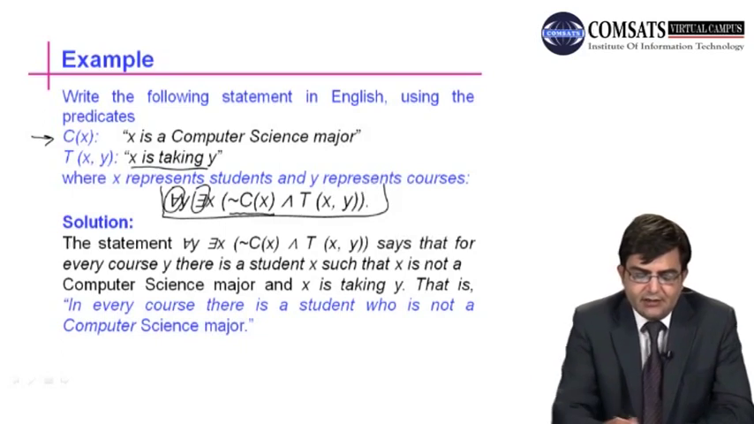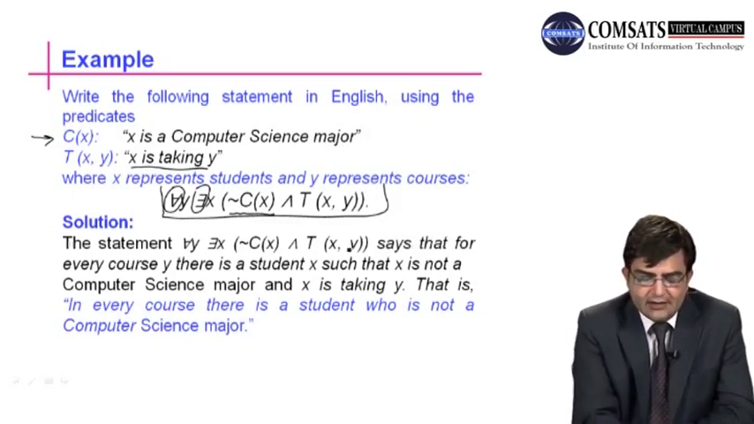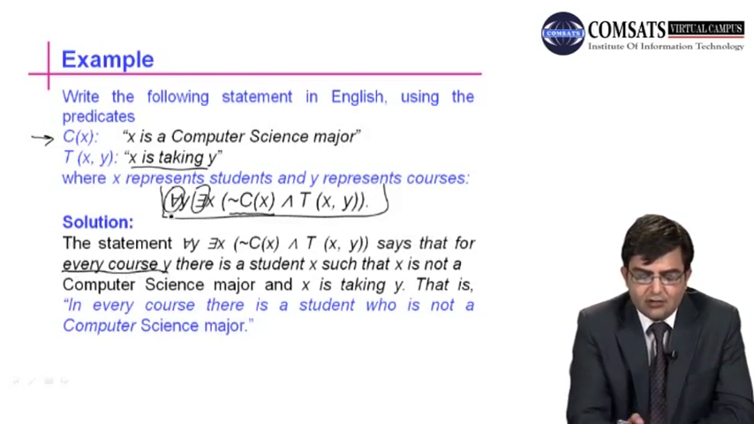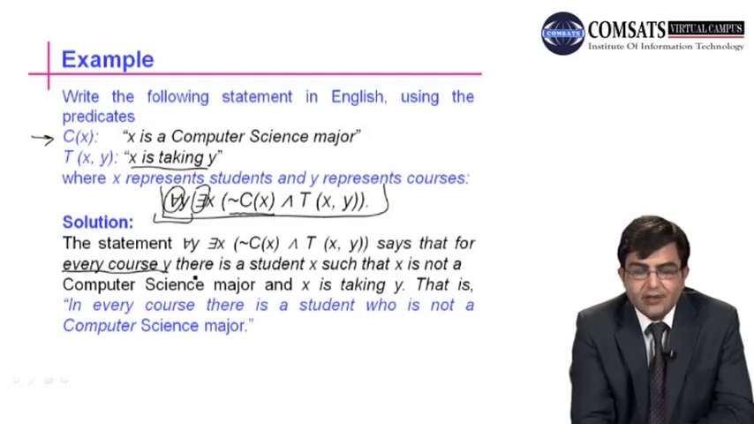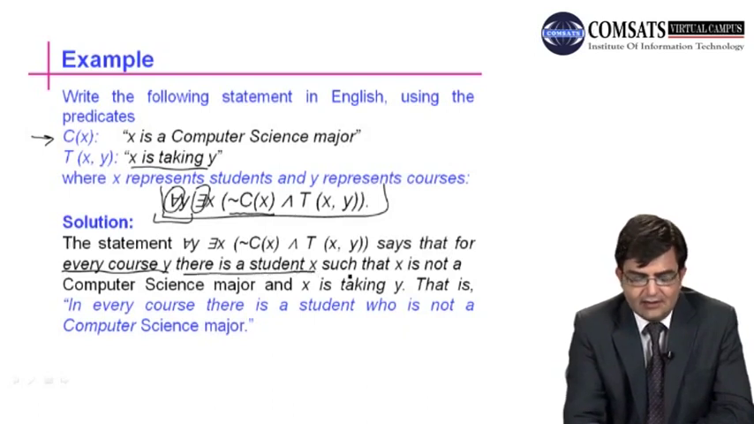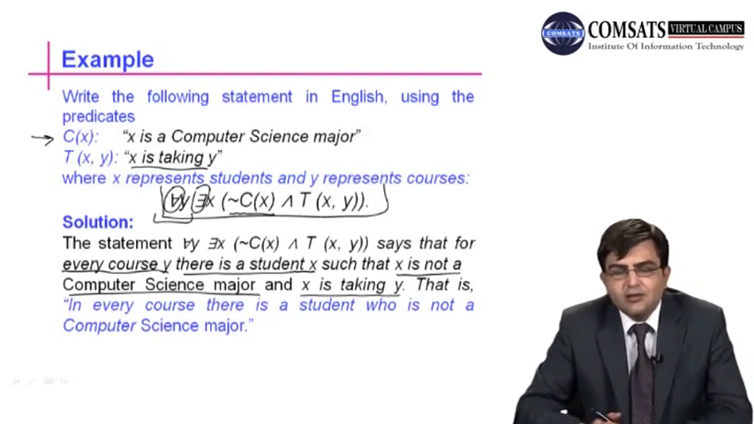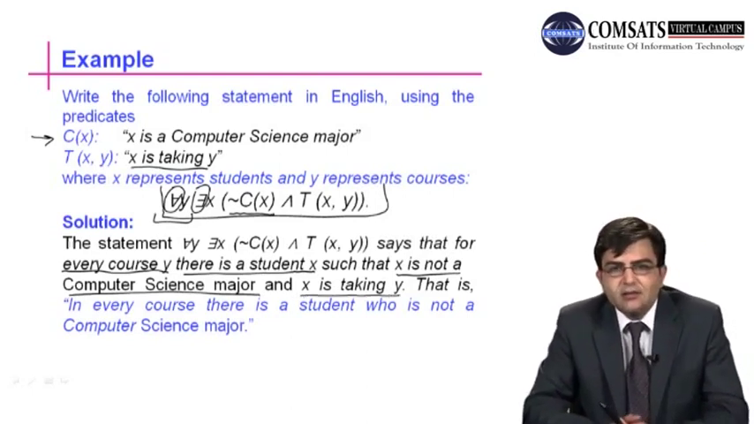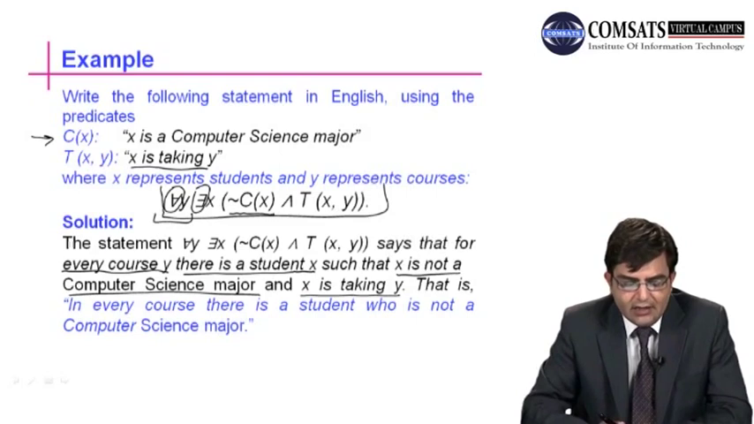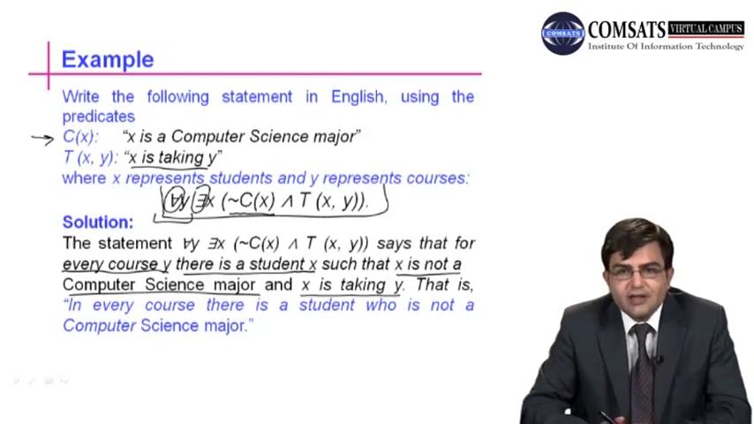So this statement says that for every course y, here we have the universal quantifier, there exists some student x such that x is not a computer science major and x is taking y. Informally, we can say that in every course, because we have the universal quantifier with y, there is a student who is not a computer science major.